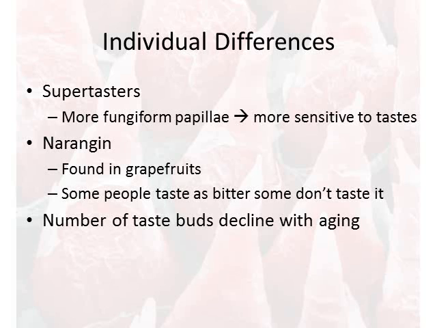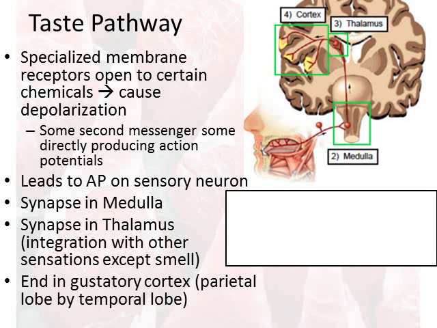So we do have some individual differences in the way people sense taste. We have people called super tasters, and they have more of those fungiform papillae, and so they're more sensitive to taste. And this is people that might have tastes that are similar to children or to babies, even into adulthood. A chemical called naringin is found in grapefruits. It's a very bitter taste. But some people taste it as bitter, and some people don't taste it at all. And this is just a genetic difference, and some people don't have the receptor for that. And like I mentioned before, the number of taste buds that you have declines with age.